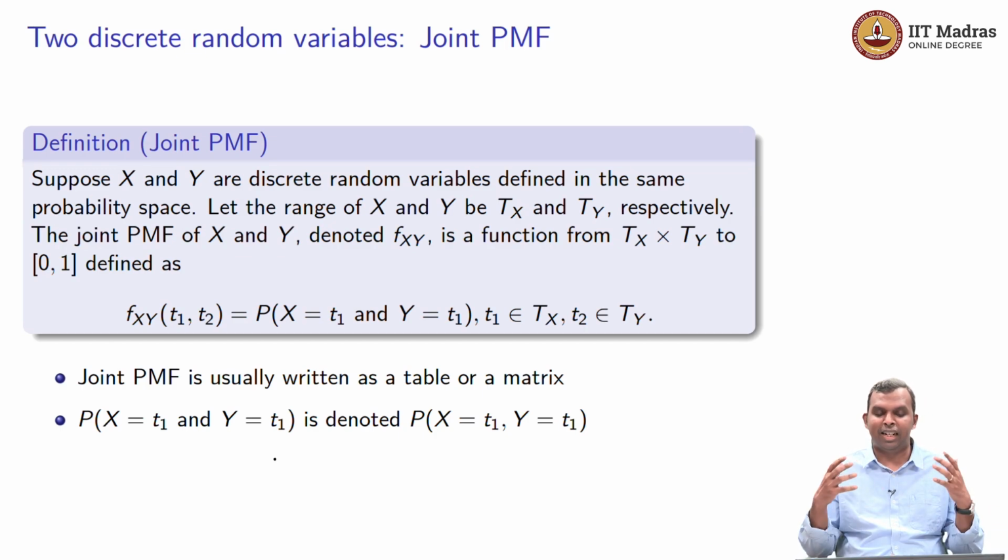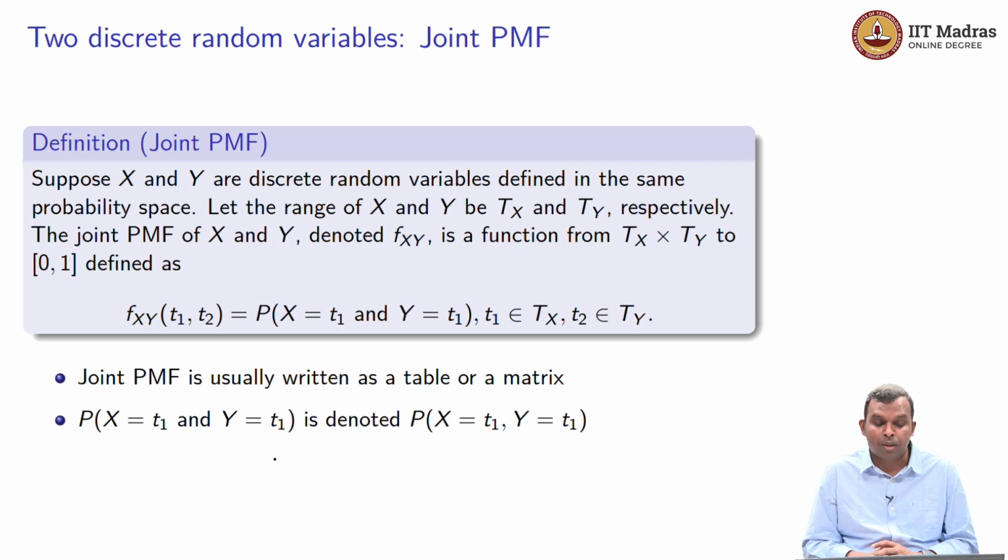Okay, so first we'll define what a joint PMF of two discrete random variables is. Okay, so here's the definition. X and Y are discrete random variables that are defined in the same probability space. You can go back to the examples I gave you and think of specific examples if this is confusing you. So let's say the range of X and range of Y are known, I mean Tx and Ty.